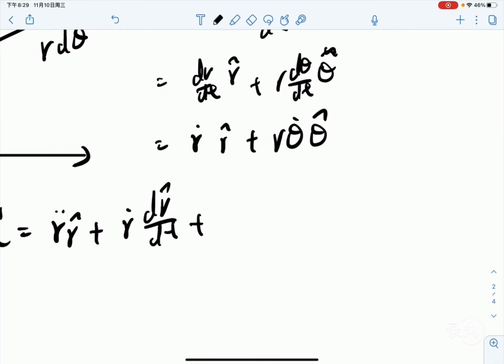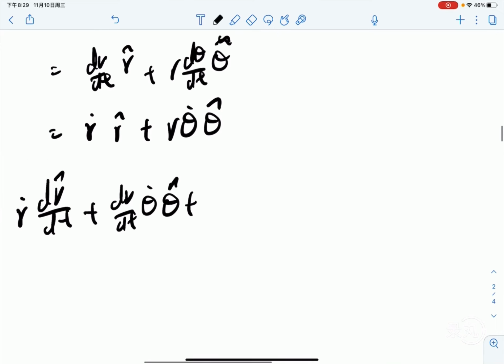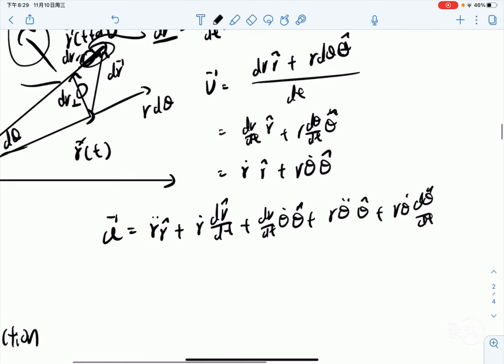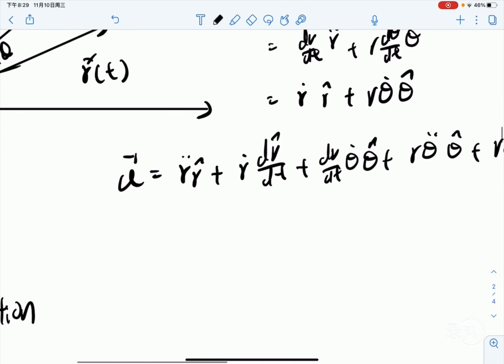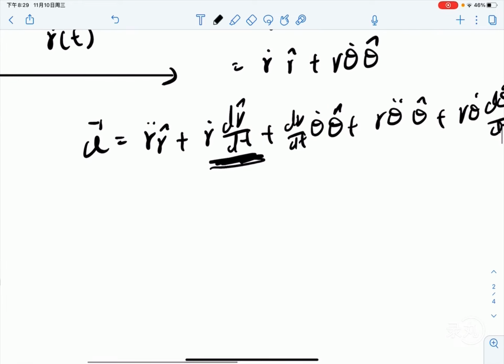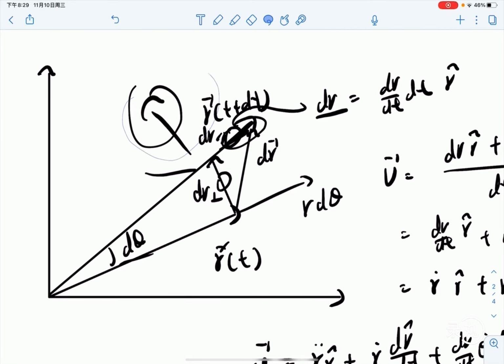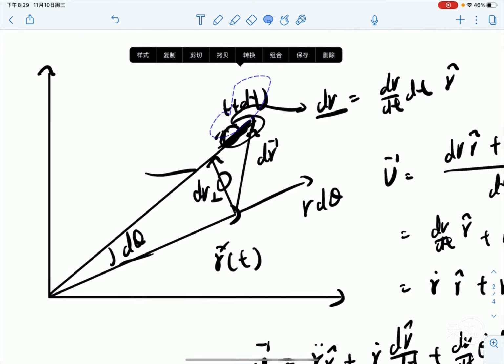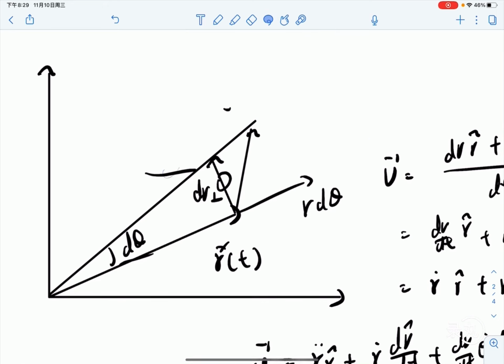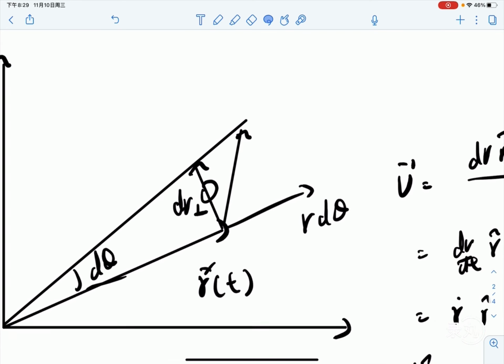and dr dt plus r double dot plus r single dot dt. Okay, we're going to see how to evaluate this stuff from the graph over here. This is annoying. Really messy. This is changing the R. It's R at t plus dt, and this is R at time t.